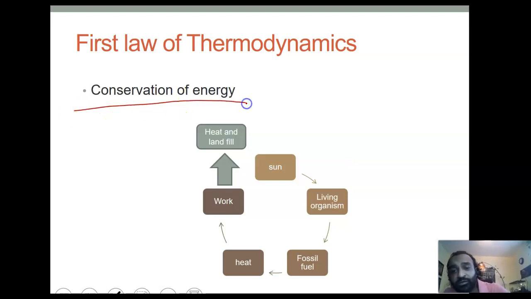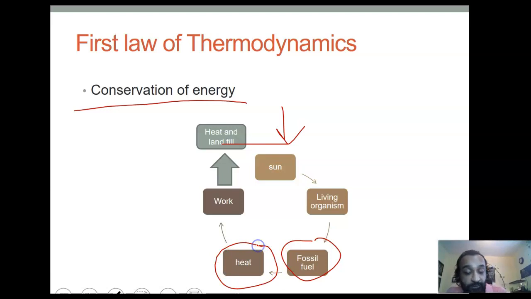Again, the first law of thermodynamics talks about conservation of energy, and we talked about the idea that the energy comes from the sun. The sun gives us energy. This energy is received and goes into living organisms, being tree, grass, moss, animals, and so on. These animals fed on the sun product, and over time they became fossilized fuel. This fossilized fuel or regular fuel is turned into heat. We use heat to make work, and that work again comes out as heat and also some landfill because of byproduct.